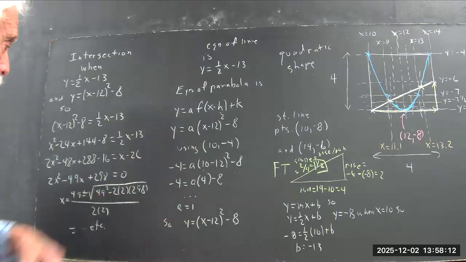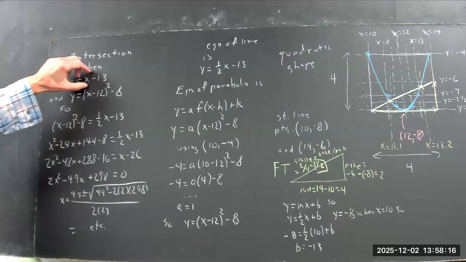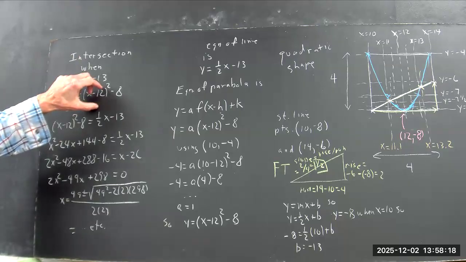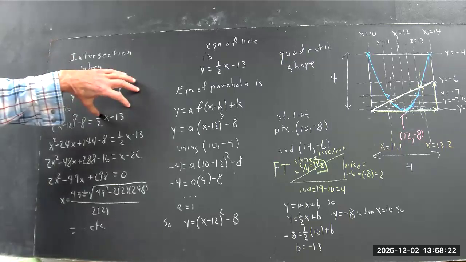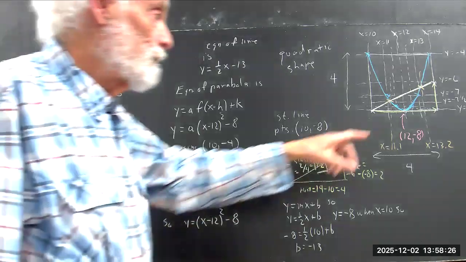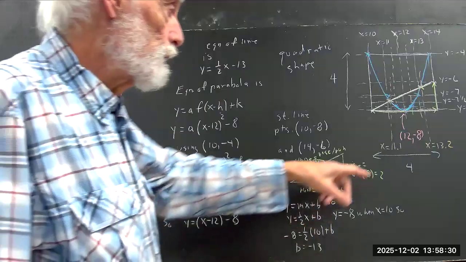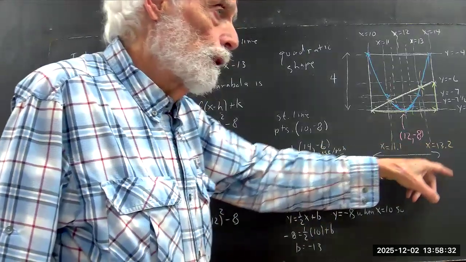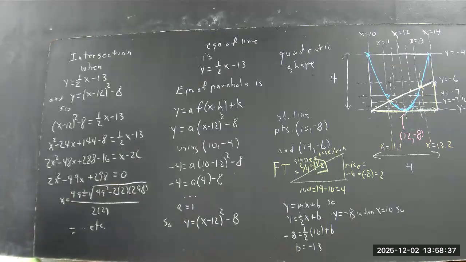But here's how we would do it. So we set if y equals this and y equals this, then this has to equal this, and there's the equation that expresses that. The solutions to this equation will be the x coordinates of these points, which I've estimated to be 11.1 and 13.2. Now, it's doing a lot of arithmetic kind of fast, so let's make sure I did it right.